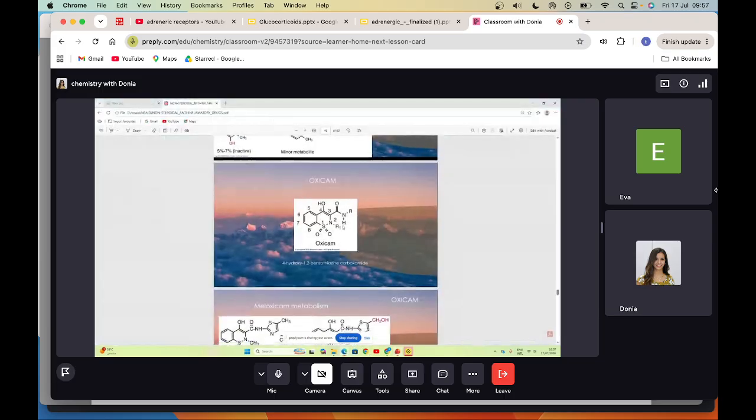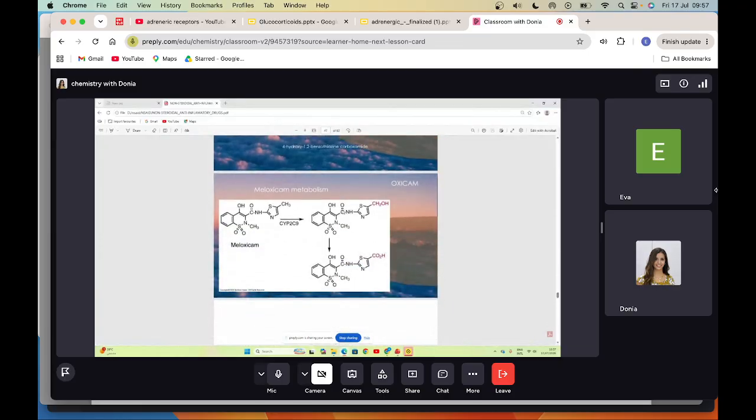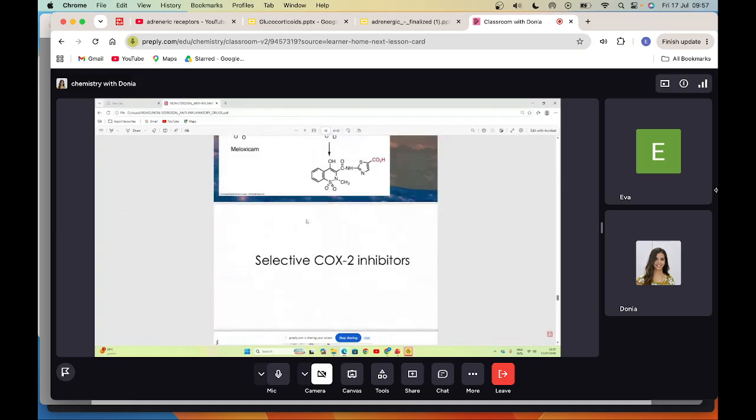This is the only thing that you have: the structure and the metabolism of meloxicam. Is it clear? I think we are done.